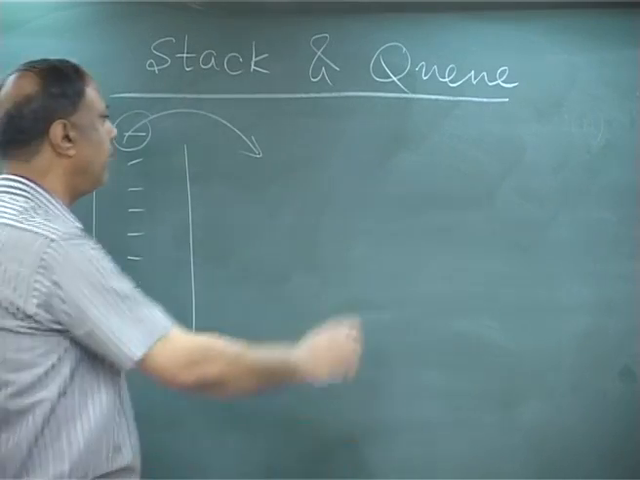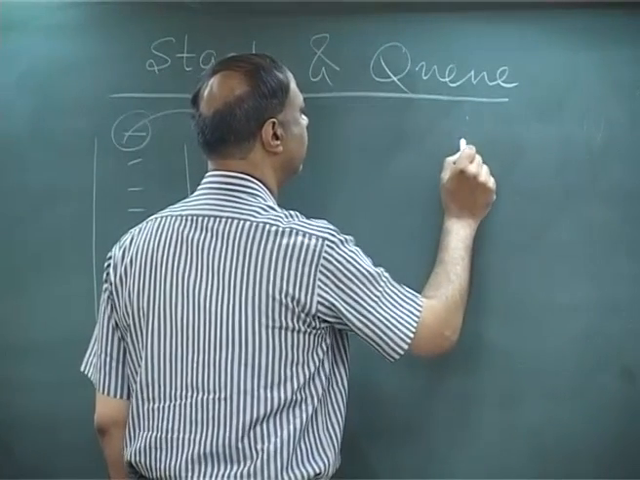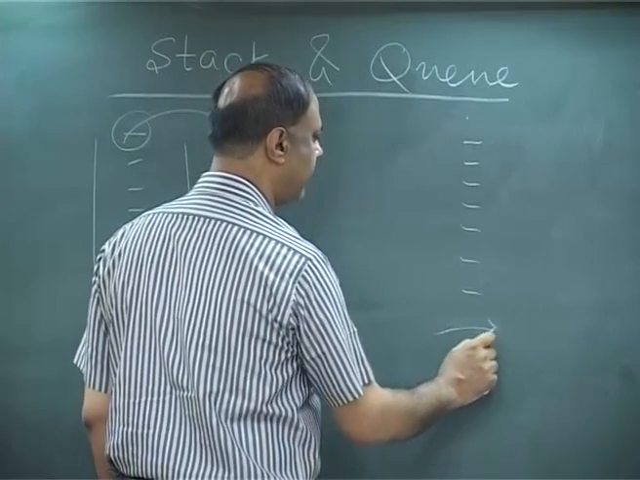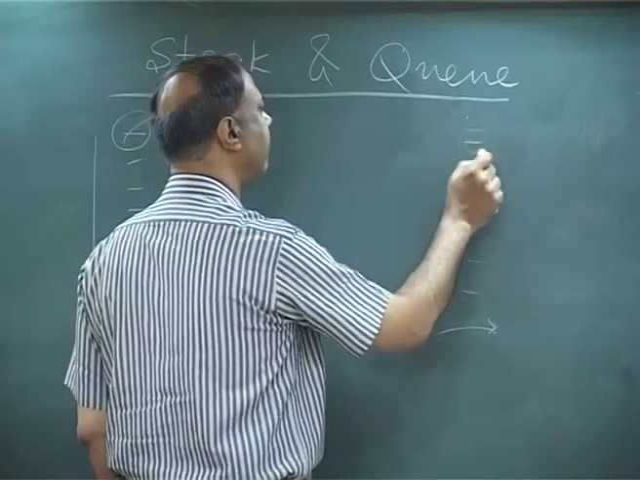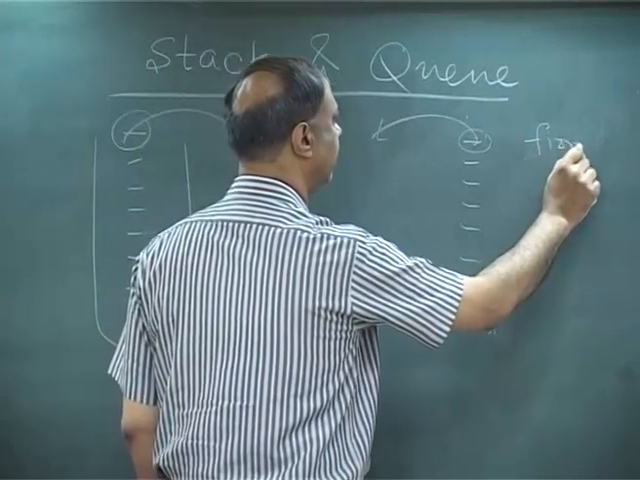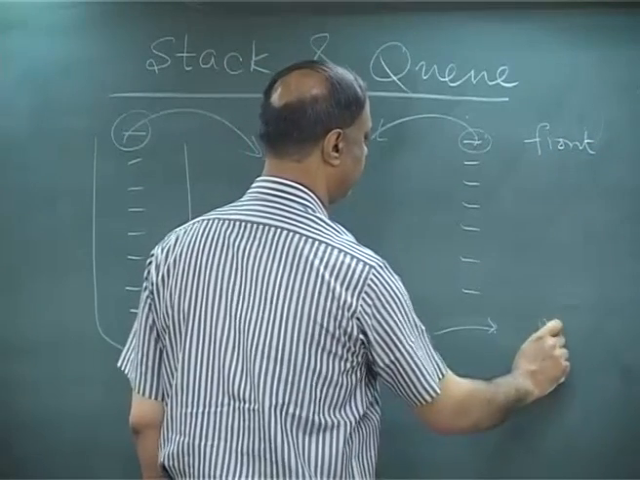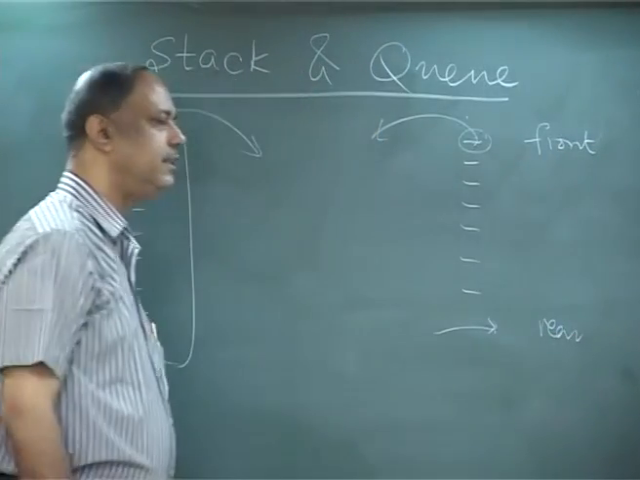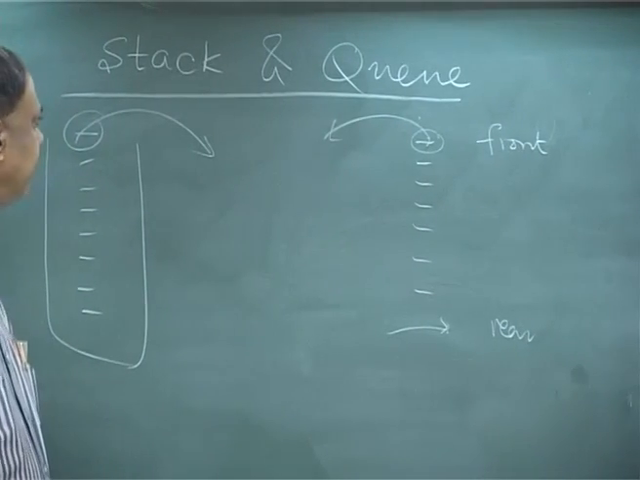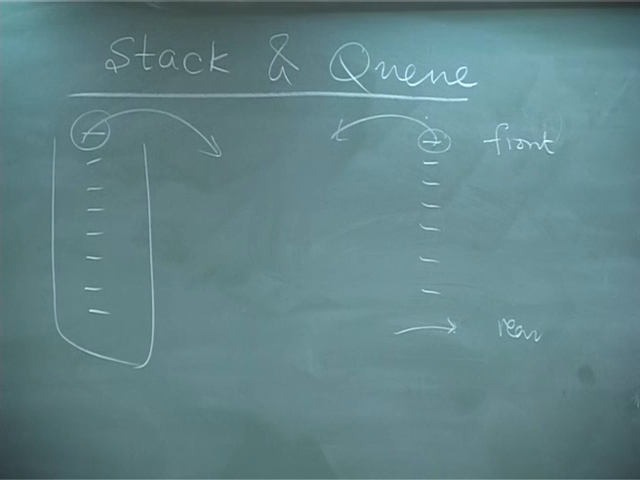In the case of queue, this is like people are standing. So another person comes, he will be standing at the end, and the person coming out will be coming from the front side. Right? So insertion will be at one end and deletion will be from another end. That is the definition of queue.